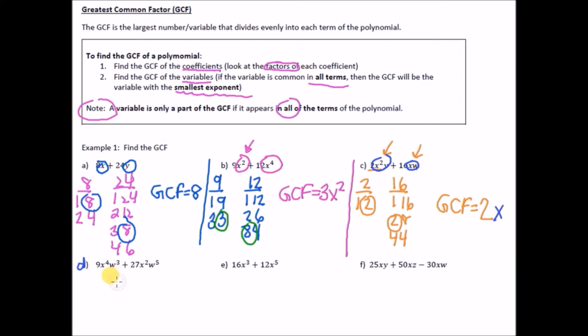This is supposed to be D. All right. 9 and 27. So the factors of 9 are 1 and 9, 3 and 3. The factors of 27 are 1 and 27, 3 and 9. The greatest common factor for the coefficient is definitely going to be this 9.